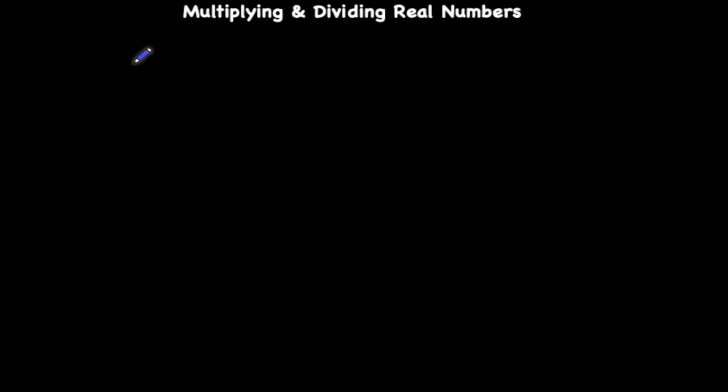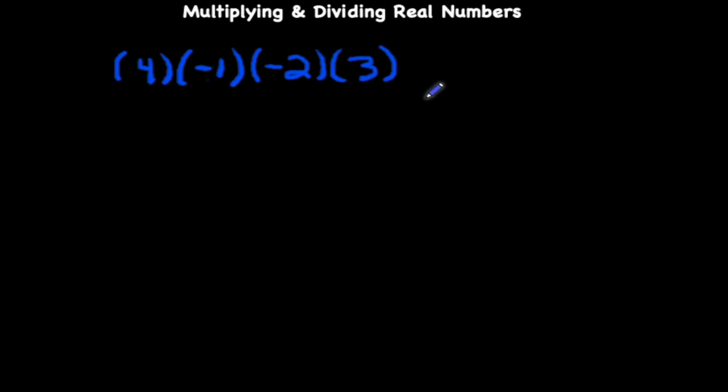Okay, so let's say that you were asked to multiply a string of factors. So let's say that you're given 4 times negative 1 times negative 2 times 3 times negative 1. All right, so will you say that the product will be positive or negative?